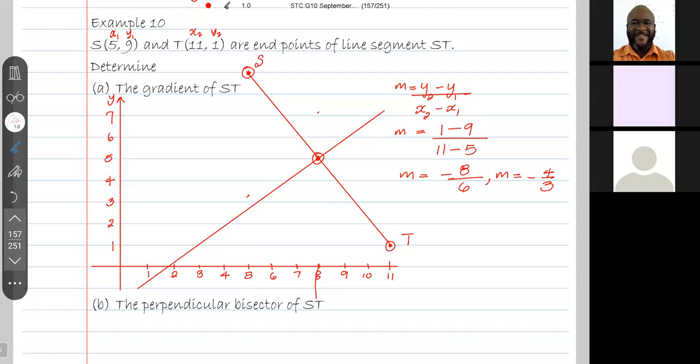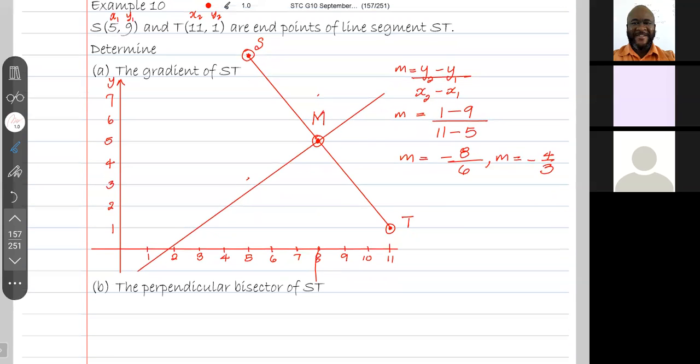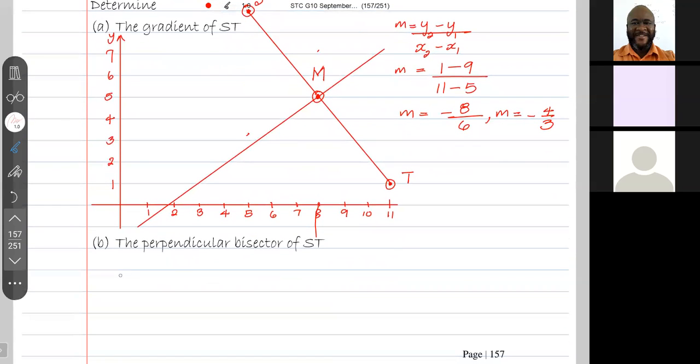We're asked to determine the equation of the perpendicular bisector. Now, for you to use calculation to determine the equation of a line, you must know the coordinates of at least one point on the line. And looking at this, you have S, M, and T. The only point we know that is on this line is M, and M is the midpoint of ST. So I need to find the coordinates of M.